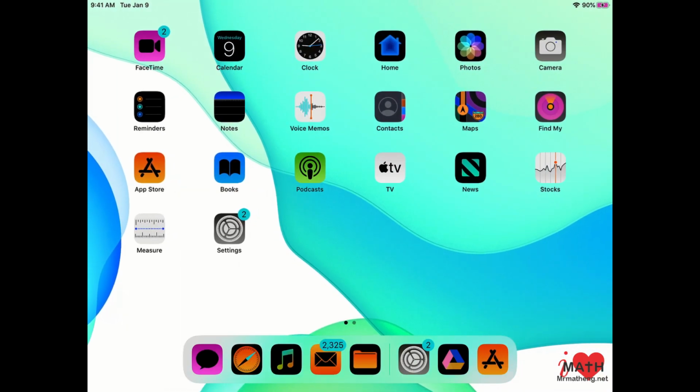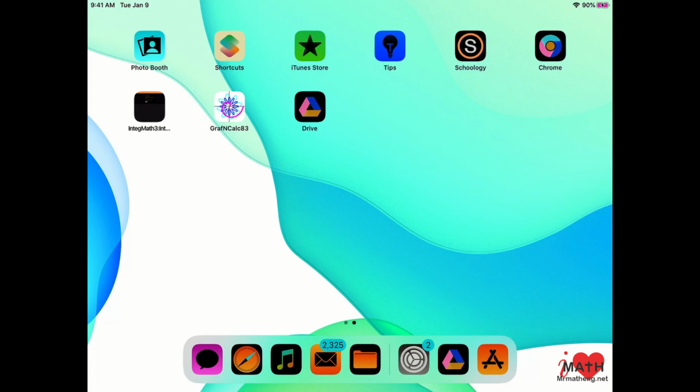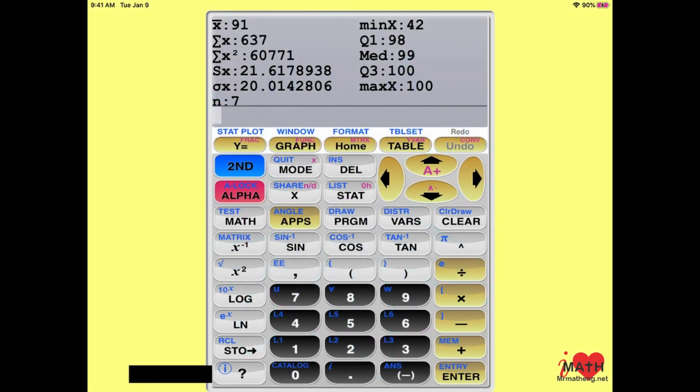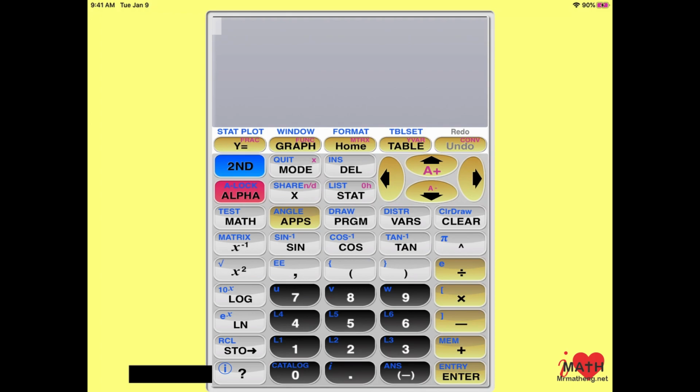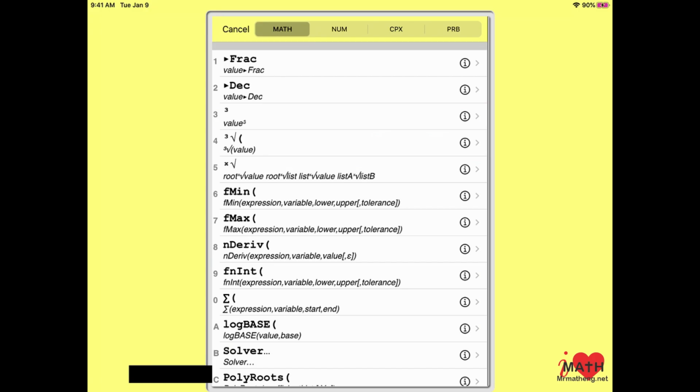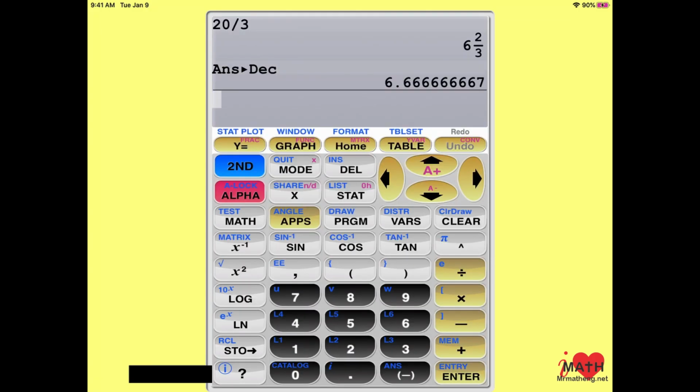So, calculator, where are you? Calculator, there you are. And I'm going to clear that. So 20 divided by 3 gives me 6 2/3. Okay, I want a decimal. Okay, so there's my decimal, 6.667. Okay, now we need to take the square root of that number. So square root is above the top left of the 7. It's in blue, so second square root.